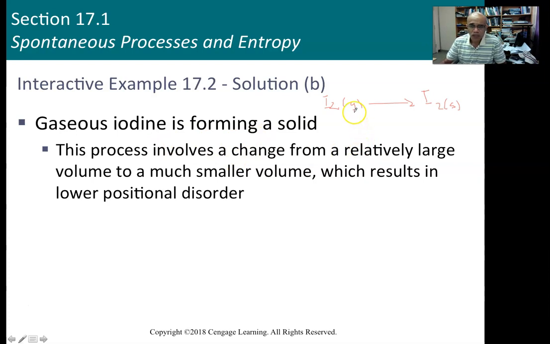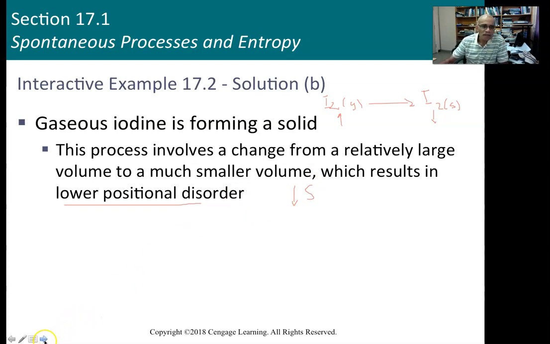What we see here is that this is a higher degree of disorder compared to here. This is a lesser degree of disorder. So in other words, the positional entropy or positional probability here is going to be less compared to that in the solid. So this is the very opposite of what we are defining as a spontaneous process, an increase of entropy. This process involves a change from a relatively large volume to a much smaller volume, which results in lower positional disorder. So the entropy here is going to be decreasing. S becomes lower.